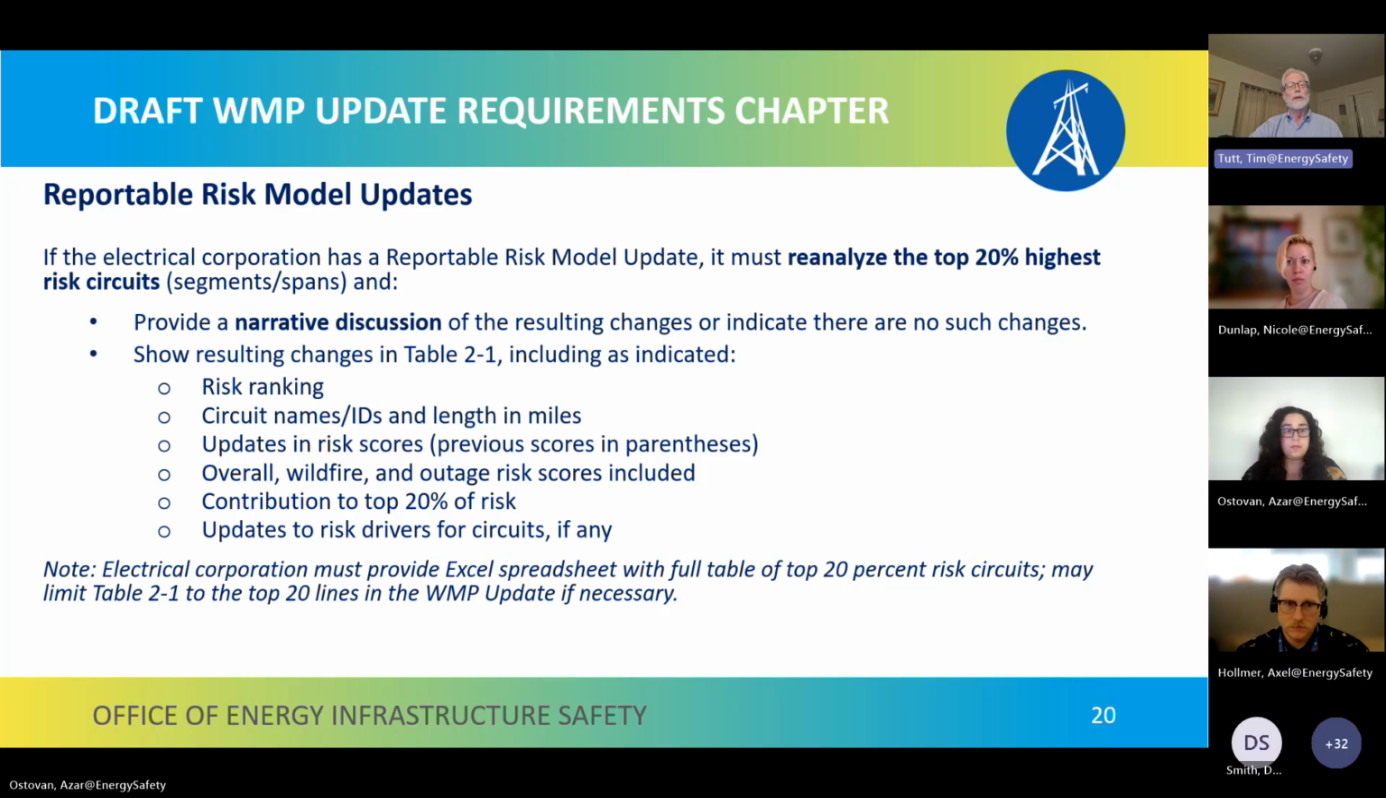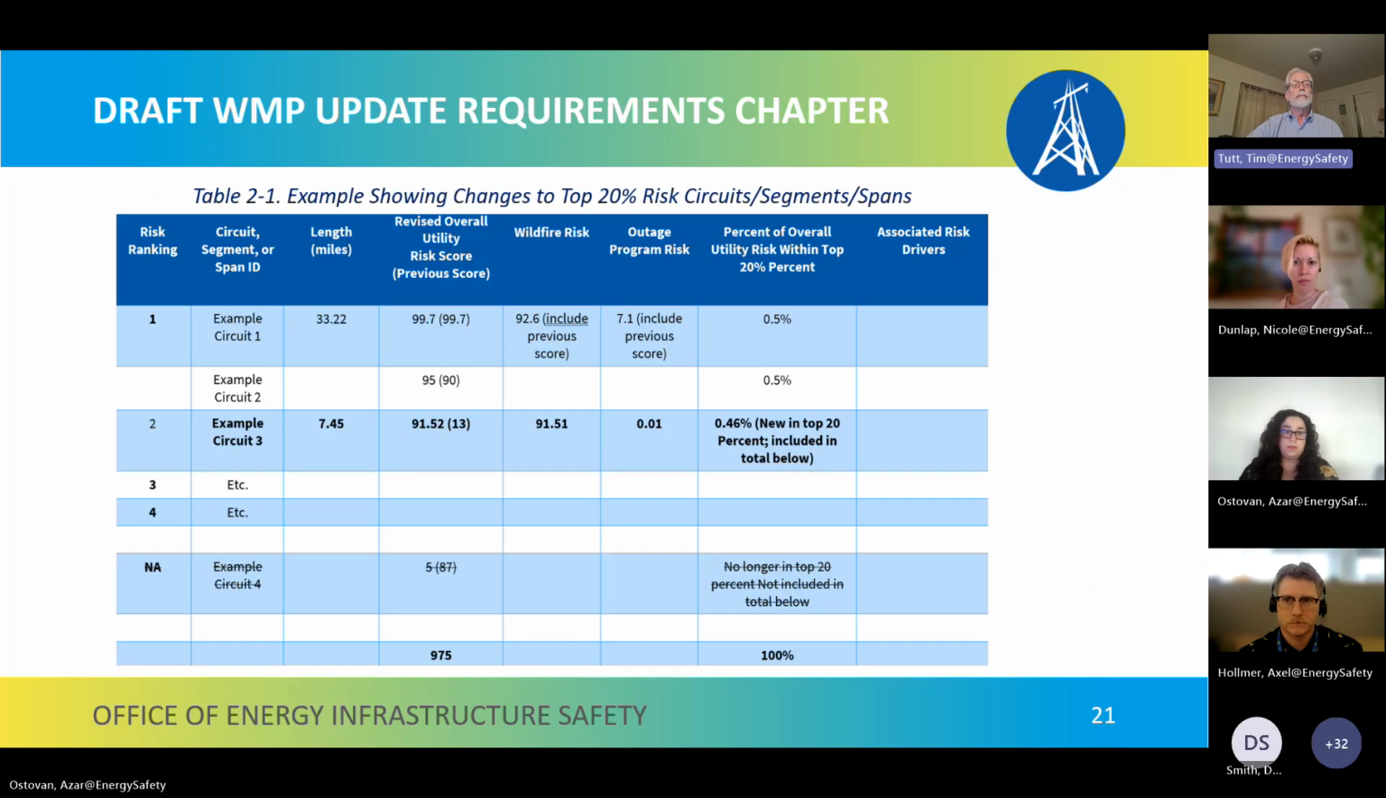Note that the electrical corporation must provide an Excel spreadsheet in any case with a full table of the top 20% risk circuits as reanalyzed. But in the actual document, the WMP update, you may limit table 2-1 to the top 20 lines if necessary. And here's table 2-1. And there's some example circuits shown here. You can see the risk ranking that may have changed, the circuit segment or span ID, length, etc., along the top.